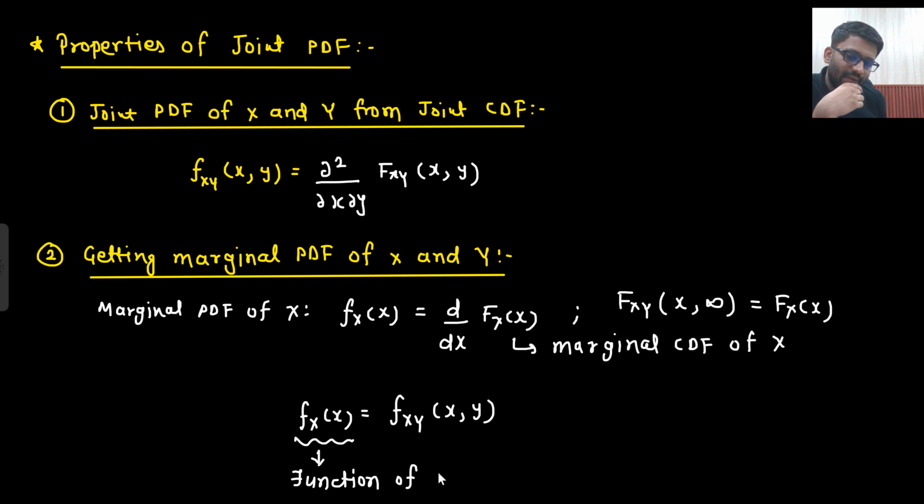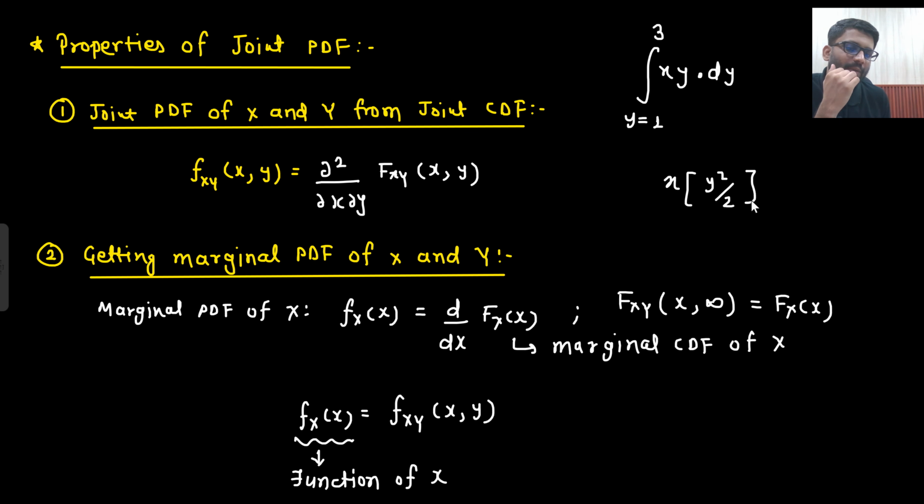Function of x. Now let's say your f(x,y) is a function of x and y both. Now I will differentiate this particular thing with respect to y and I put the limit of y, let's say from 1 to 3. So x will be a constant, right? What will be the answer you will be getting? Let's take the limit from 0 to 3. Okay, I am taking the limit from 0 to 3. So what is the answer you are getting?